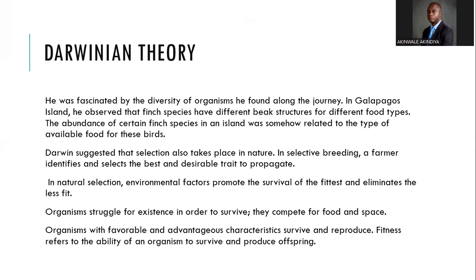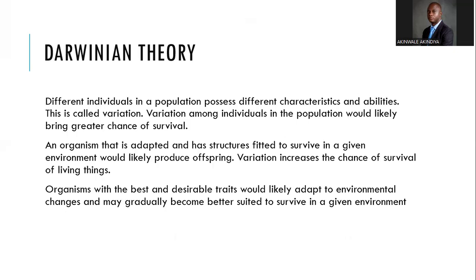Organisms struggle for existence in order to survive. They compete for food and space. Organisms with favorable and advantageous characteristics survive and reproduce. Fitness refers to the ability of an organism to survive and produce offspring. Different individuals in the population possess different characteristics and abilities. This is called variation. Variation among individuals in the population would likely bring greater chance of survival. An organism that is adapted and has structures fitted to survive in a given environment will likely produce offspring. Variation increases the chance of survival of living things.